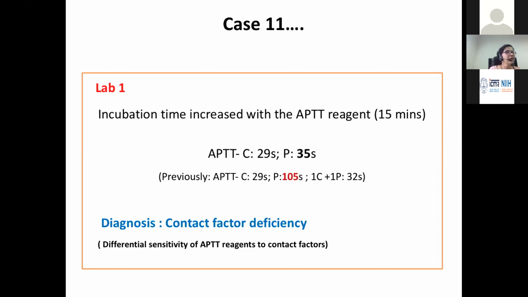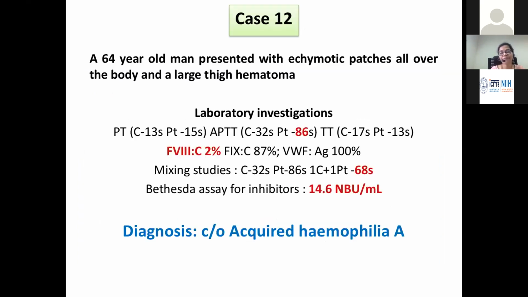So there is a simple test you can do. Generally, in an APTT you have to incubate with the plasma for 5 minutes or 3 minutes. You increase the incubation time 3 times and your APTT gets normalized. This itself is a confirmatory test. You don't have to go for those expensive one-stage assays using factor 12 deficient plasma or contact factor deficient plasma. This itself will be sufficient. In the absence of any bleeding history, you can give a diagnosis of contact factor or factor 12 deficiency.